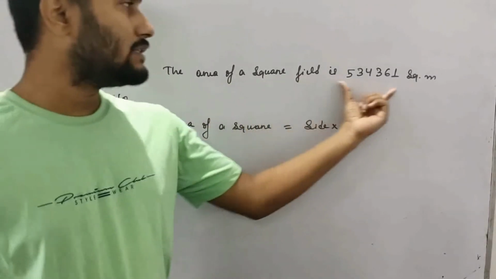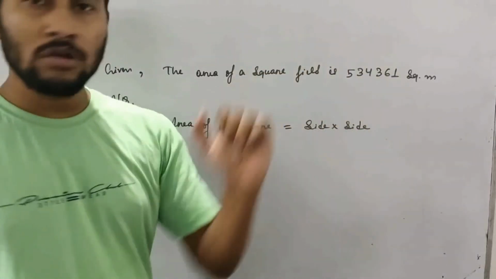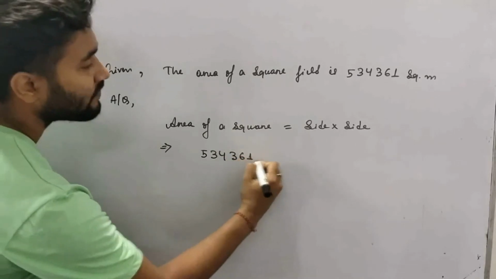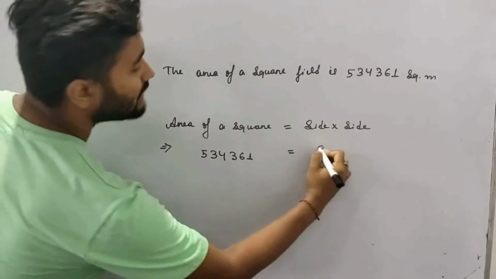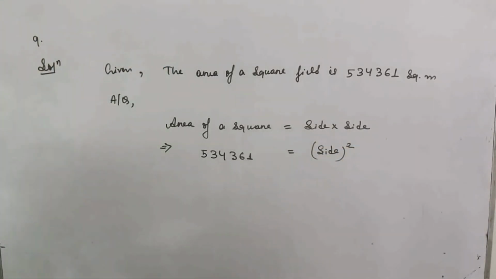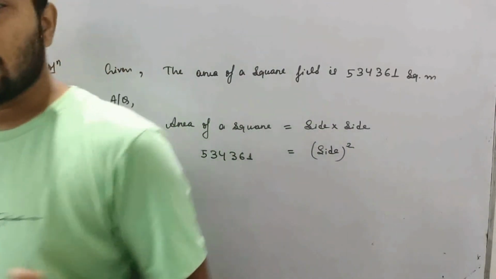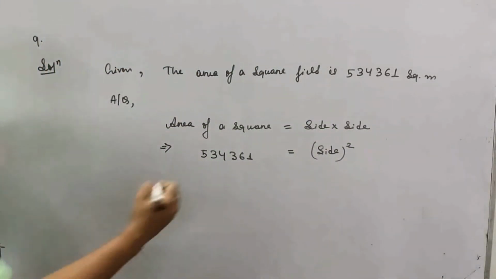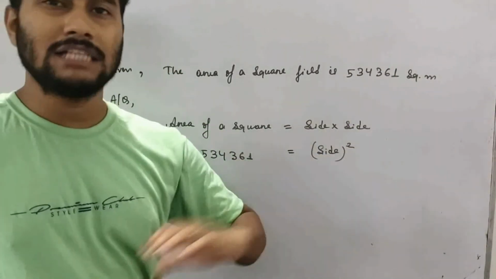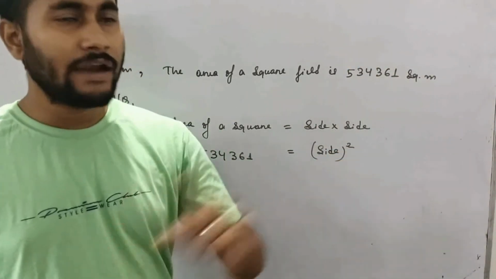The area of a square field is 534,361, which implies 534,361 is equal to side into side. Side into side is side square. Keep in mind, like x into x is x square. Now you always remember, if something goes from left side to right side, plus becomes minus, minus becomes plus, into becomes divide, divide becomes into.